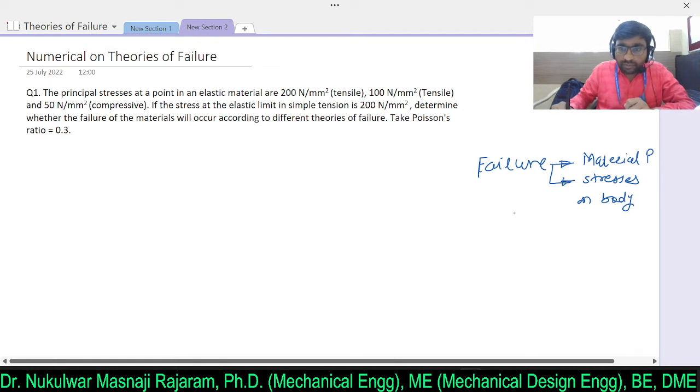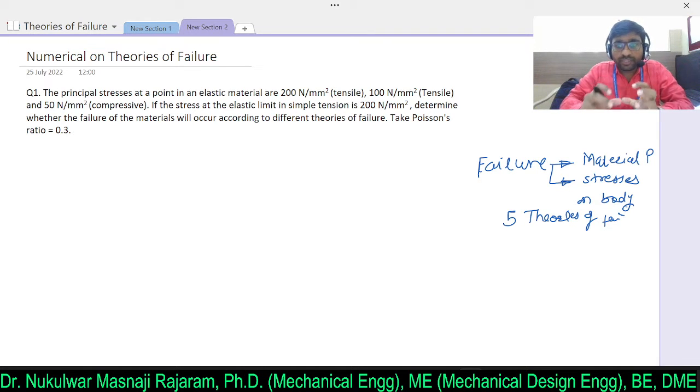So there are five different theories of failure, which we learned in the last videos. Today we will see one numerical and we will see whether the material will fail or not. I will consider a single example, a single numerical, and I will check whether that material will fail or not. Clear? So let's start with this numerical.